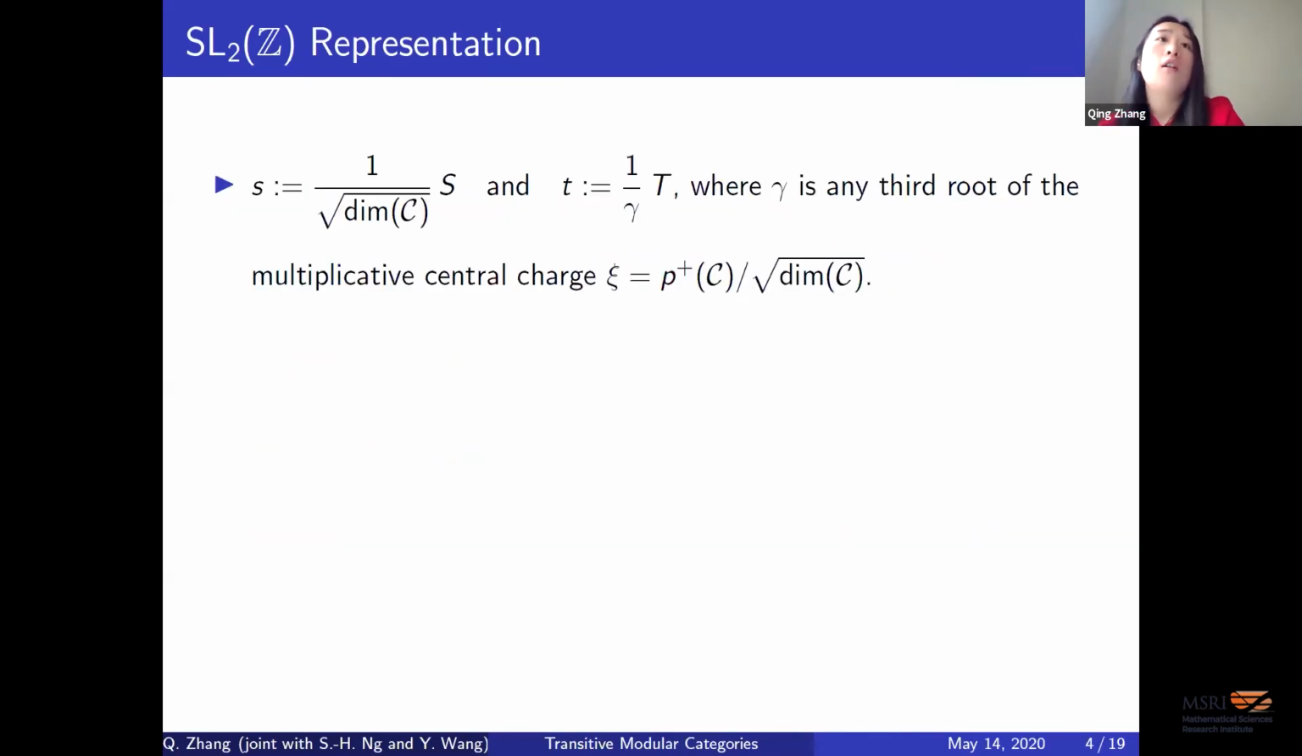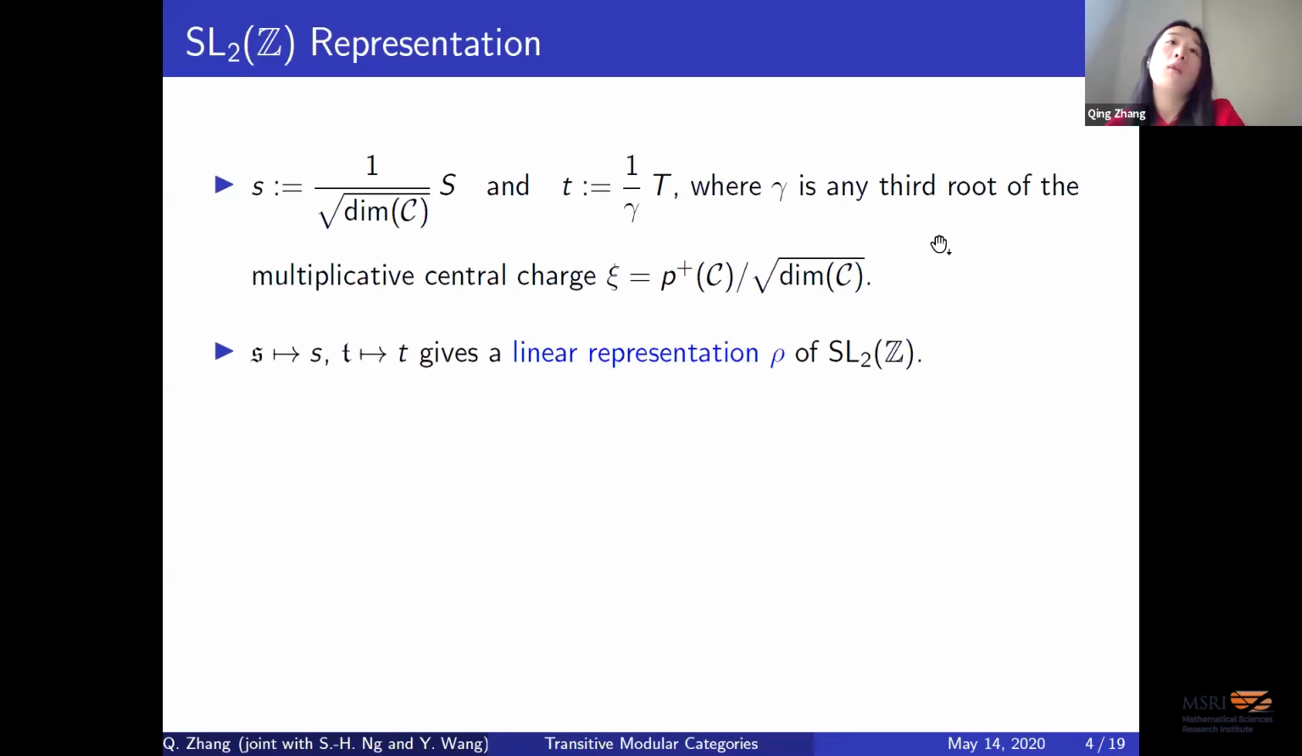In this talk, we will focus on the following linear representation, the following lifting, where we define this little s to be a normalization of the original S by the square root of the global dimension, and then we normalize T by gamma, and gamma is any third root of the multiplicative central charge.